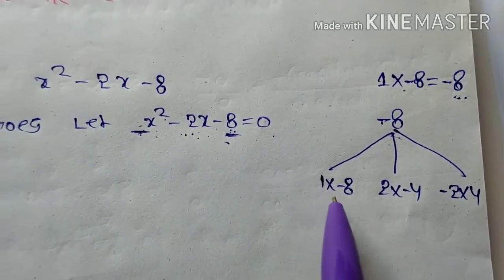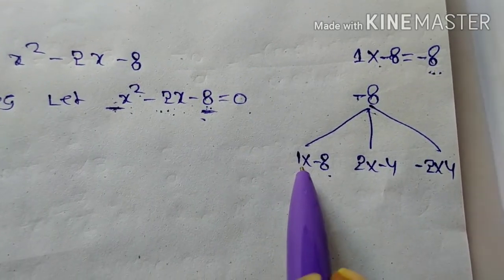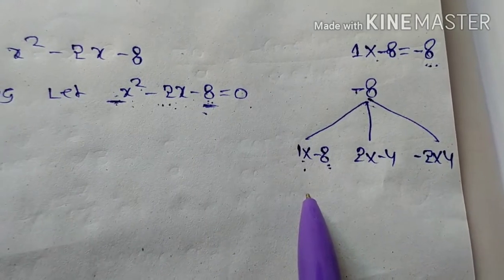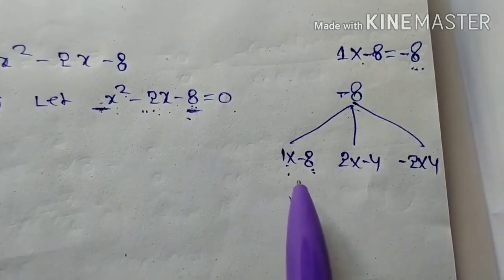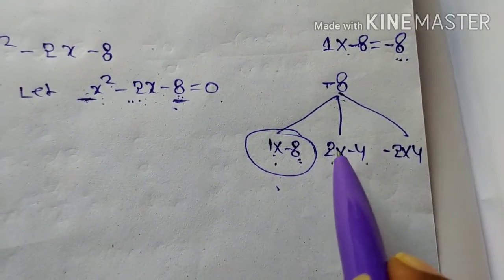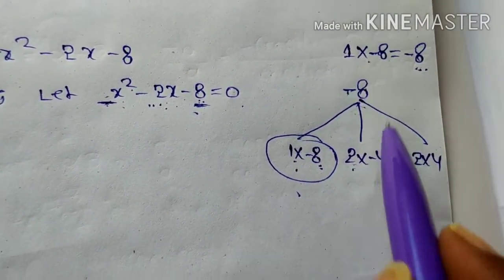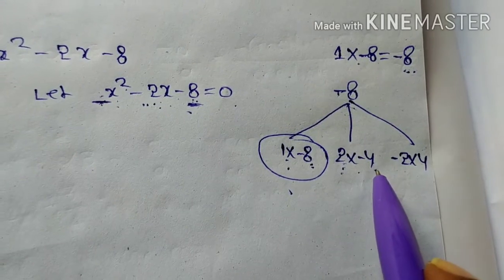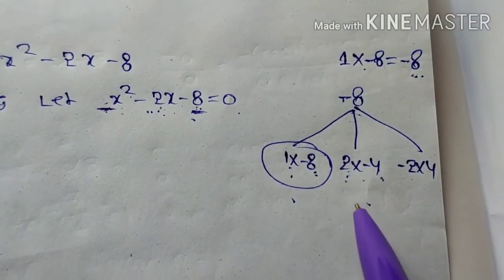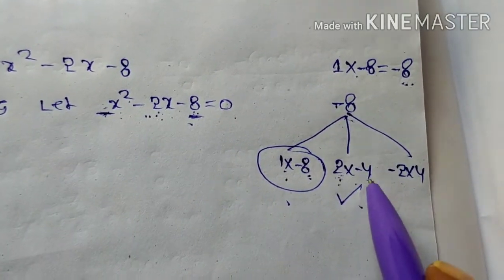Minus 2. Using these factors, for example, if I am adding these two, 1 plus minus 8, you will get minus 7 or not? Yes. Is it equal to minus 2? It's not equal, so it's not supporting. See here, 2 and minus 4. 2 into minus 4, you will get minus 8. Okay. 2 plus minus 4, that means you are getting minus 2. Are you getting minus 2 or not? Yes. So you can take this pair.